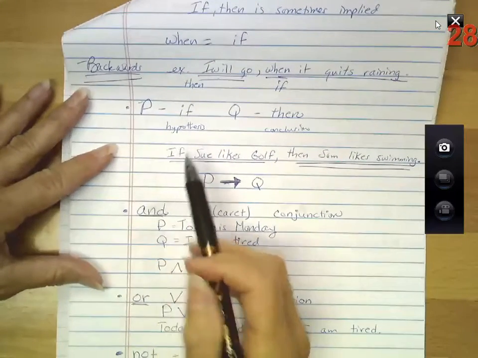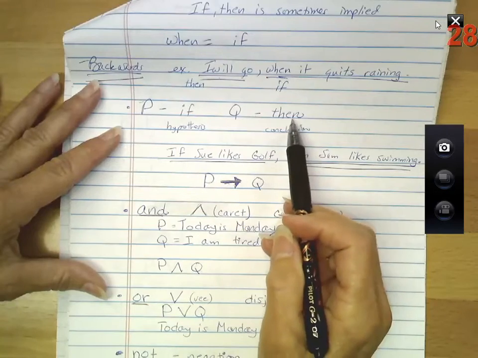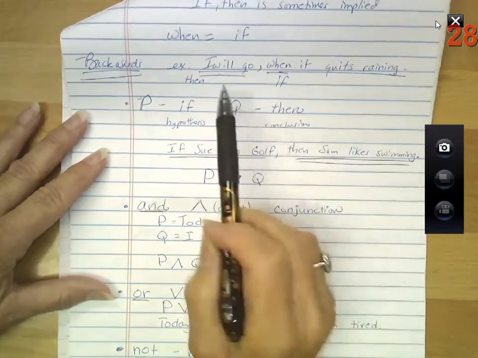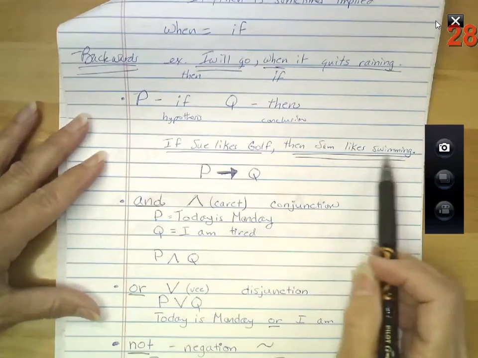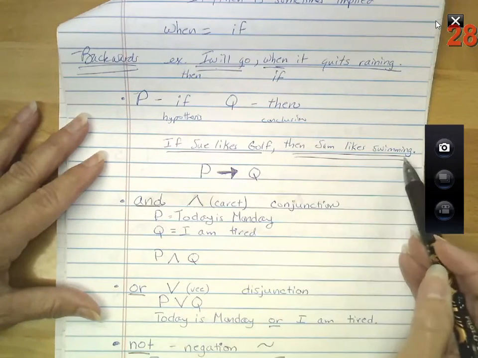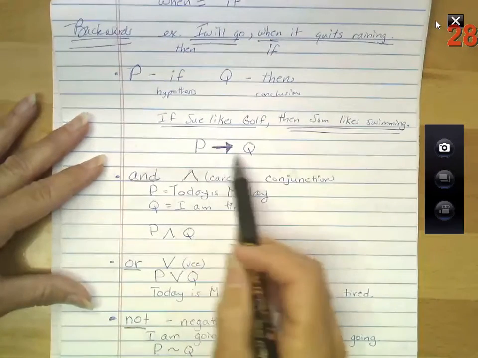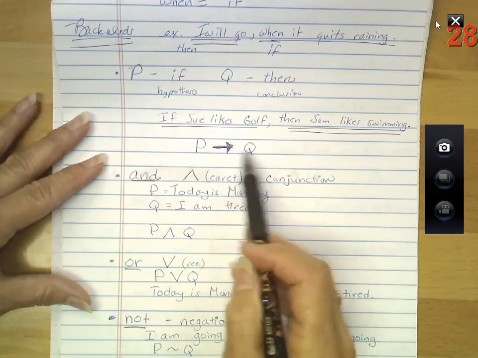Okay, then we went to where we had to use P to stand for if and Q to stand for then. Like, if Sue likes golf, then Sam likes swimming. We put one line under the if part, two lines under the then. And we would represent that as P implies Q, or if P, then Q.